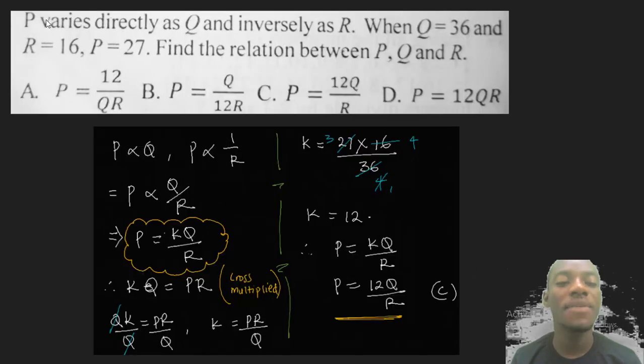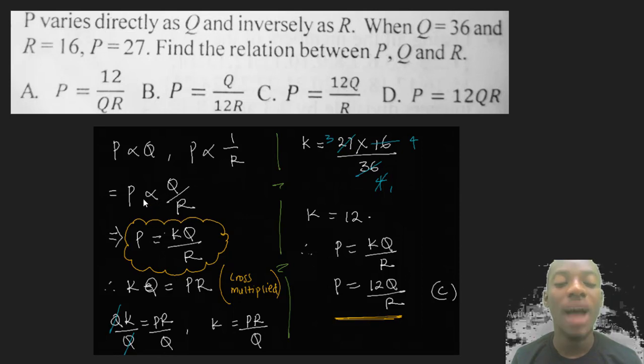Next one, p varies directly as q and inversely as r. Now this is actually direct variation. P varies directly as q. This is the symbol. For inverse variation, it must have a 1 over. 1 over is the inverse. So p varies inversely is 1 over r. Can you see that? Now combine both, it will become p varies directly as q and inversely as r.